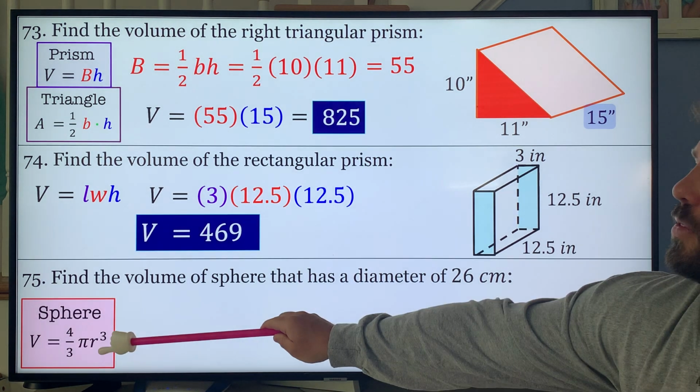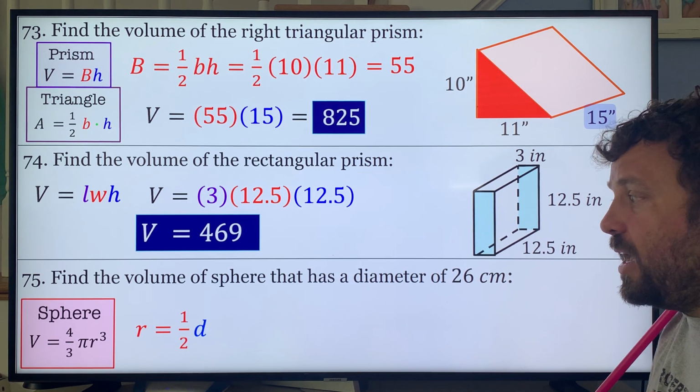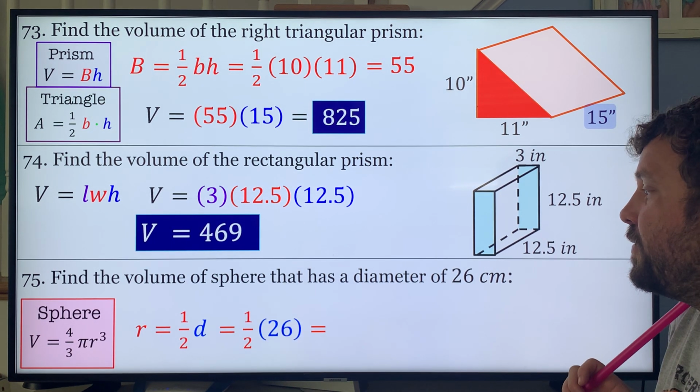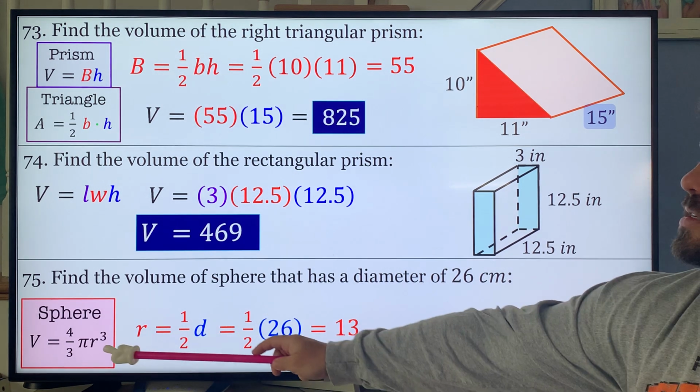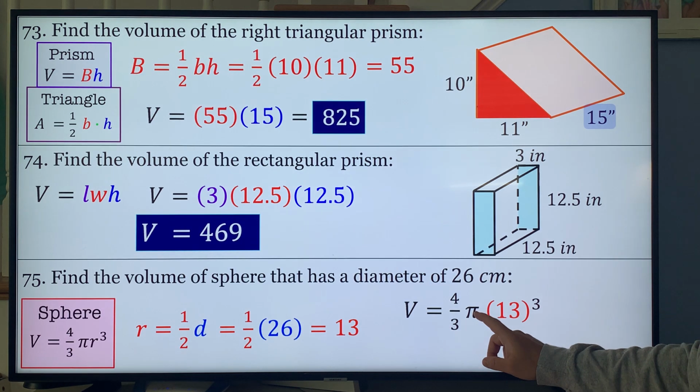The formula is 4/3 pi r cubed. So first thing you have to do is find the radius. Radius is half of the diameter. So half of 26 is 13. Now you just take your 13 and you're going to cube it. 4 divided by 3 times pi times 13.